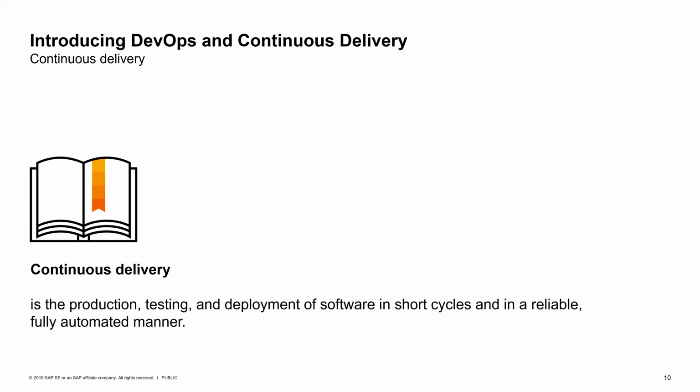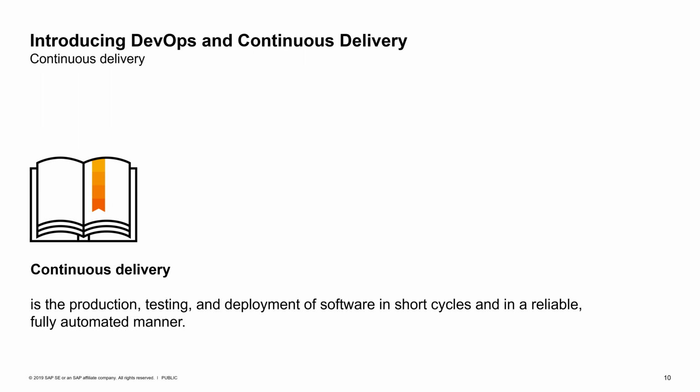So what is continuous delivery? This might be a typical book definition. Continuous delivery is production, testing, and deployment of software in short cycles and in a reliable, fully automated manner. What I want to emphasize here is really the reliable, fully automated manner.